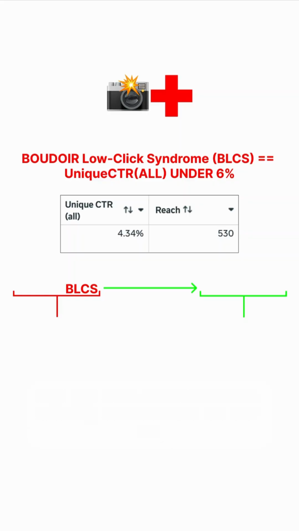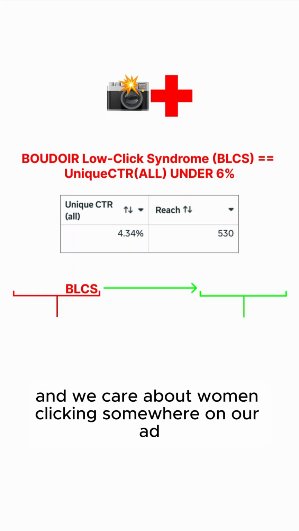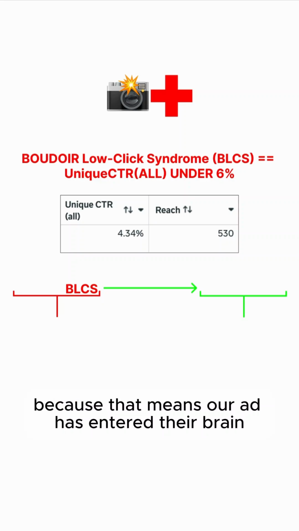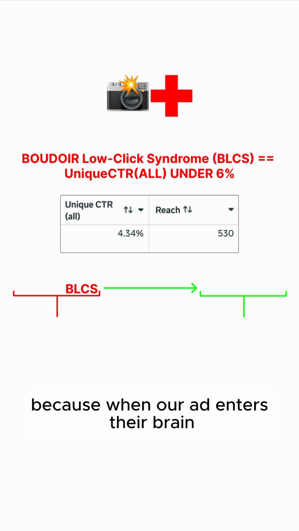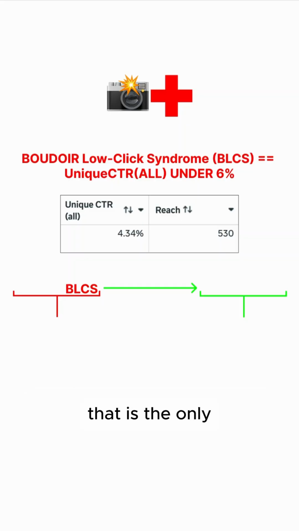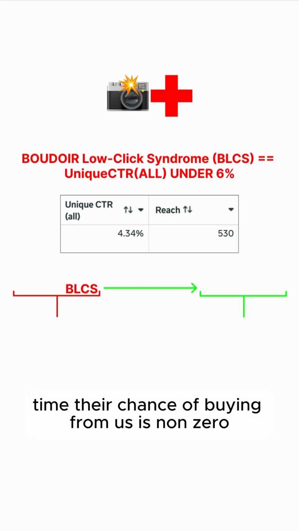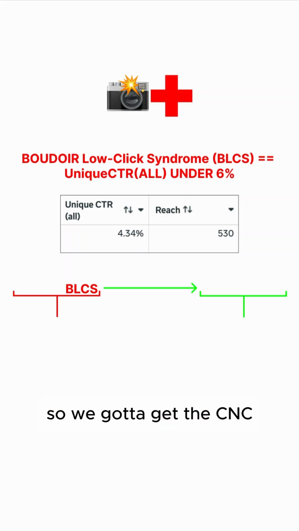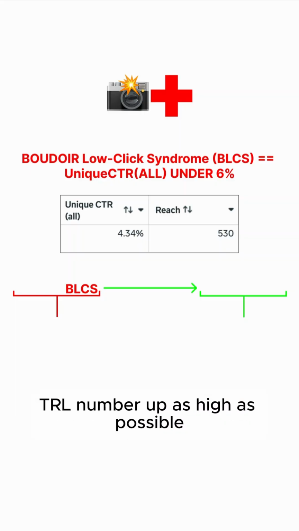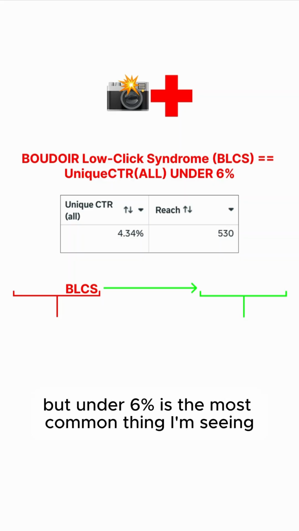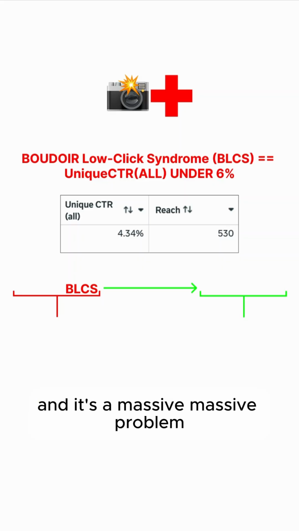aka they're not simply scrolling on by. And we care about women clicking somewhere on our ad because that means our ad has entered their brain. And we care about that because when our ad enters their brain, that is the only time their chance of buying from us is non-zero. So we got to get this unique CTR all number up as high as possible, but under 6% is the most common thing I'm seeing, and it's a massive, massive problem.